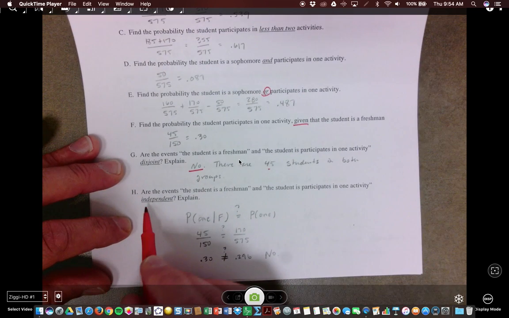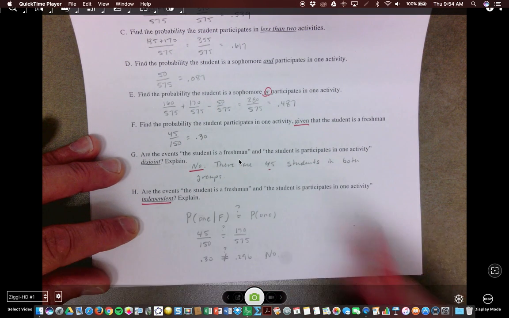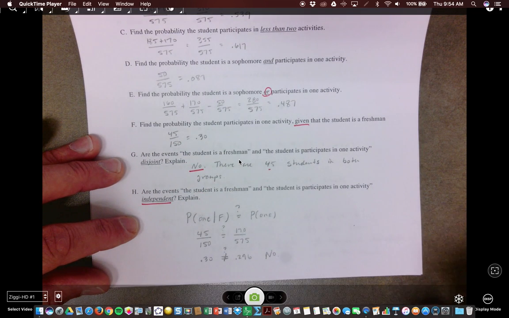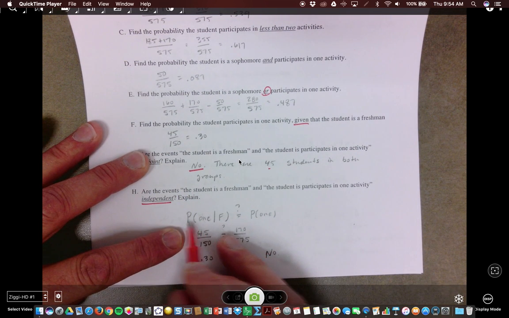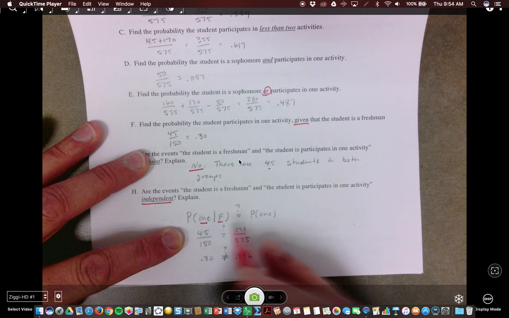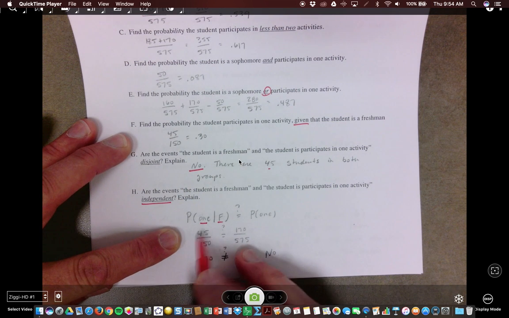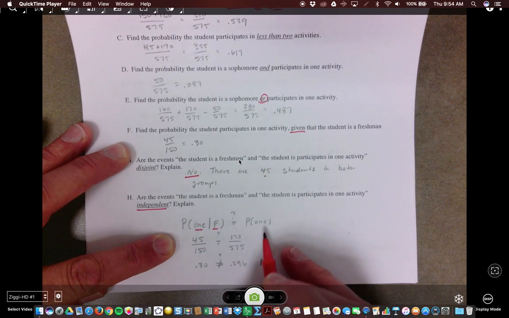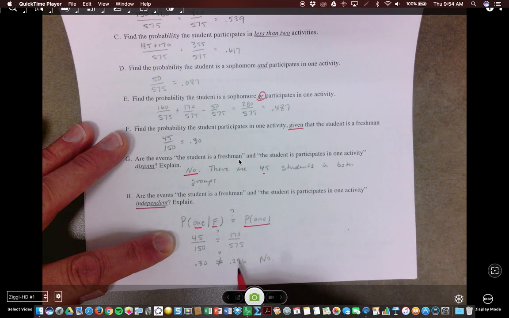Now the last one, are the events the student is a freshman and the student participates in one activity independent? So when we talked about this in class, we said independent means knowing something about one event doesn't change the probability of the other event. So I'm looking at what's the probability a student is involved in one activity given that they are freshmen. That was the question F, which was 45 out of 150 or 30%. Now I didn't mean for these to come out as close as they did, but the probability that a student is involved in one activity is 170 out of 575, which is 29.6%.